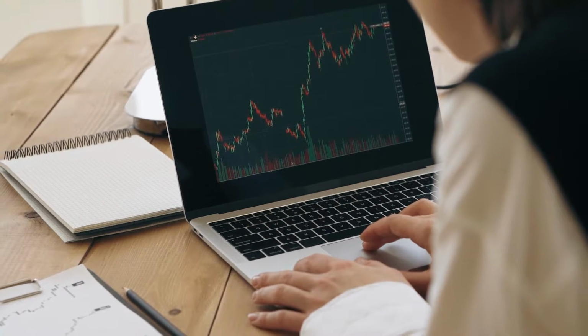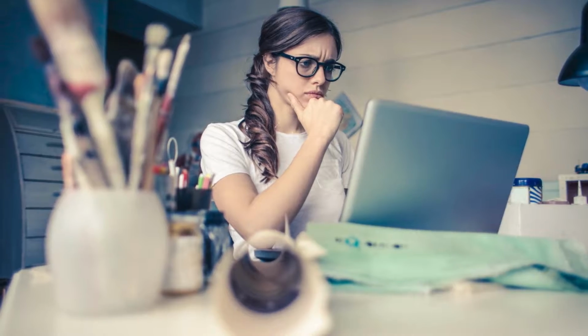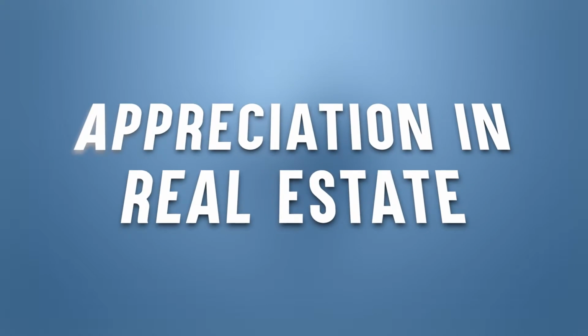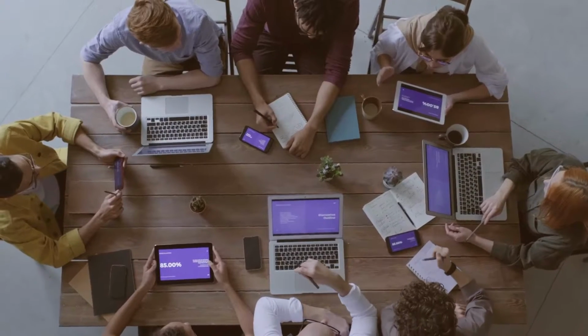4 ways to profit from real estate investing. When it comes to real estate, there are 4 basic ways to profit. Number 1, appreciation in real estate. When a property's value rises as a result of change in the real estate market, this is what happens.